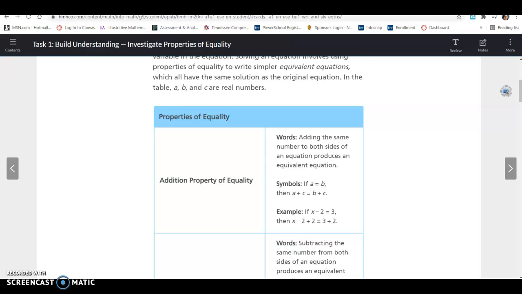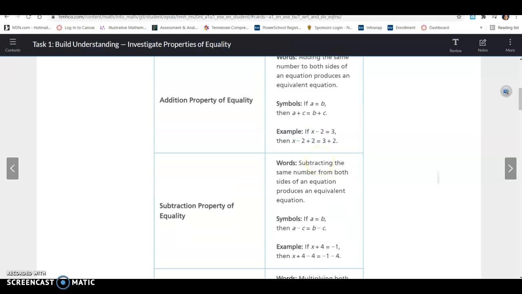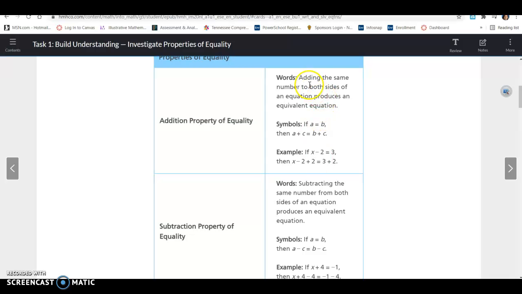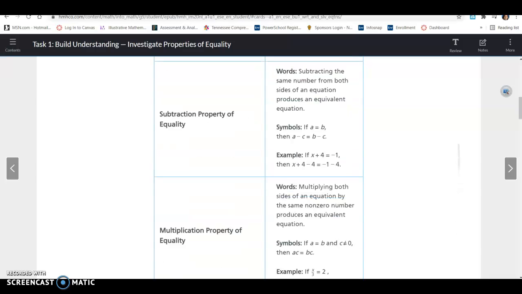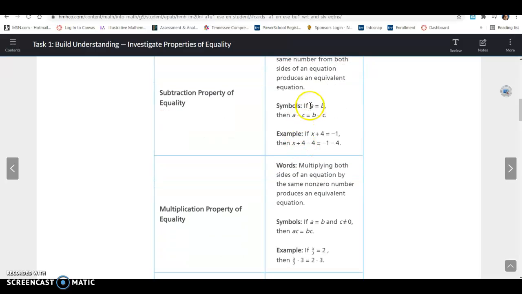All right, so if you assume A, B, and C are just some kind of real number, the addition property says if you have A equals B, then you can add C to both sides and they're still equal. In words, adding the same number to both sides of the equation produces an equivalent equation. Subtraction: subtracting the same number from both sides of an equation also produces an equivalent equation. In symbols, A equals B, A minus C equals B minus C. They subtracted the same thing from both sides.